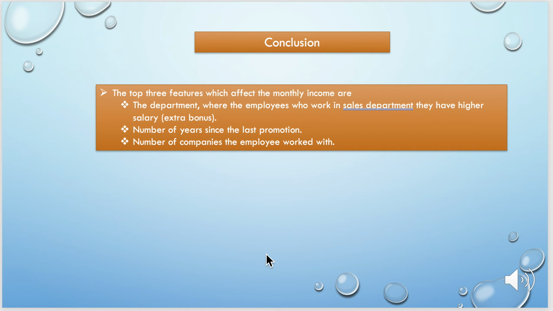top 3 features which affected the monthly income were: the department, where employees who work in the sales department have higher salary, the number of years since the last promotion, as well as the number of companies the employees worked with.